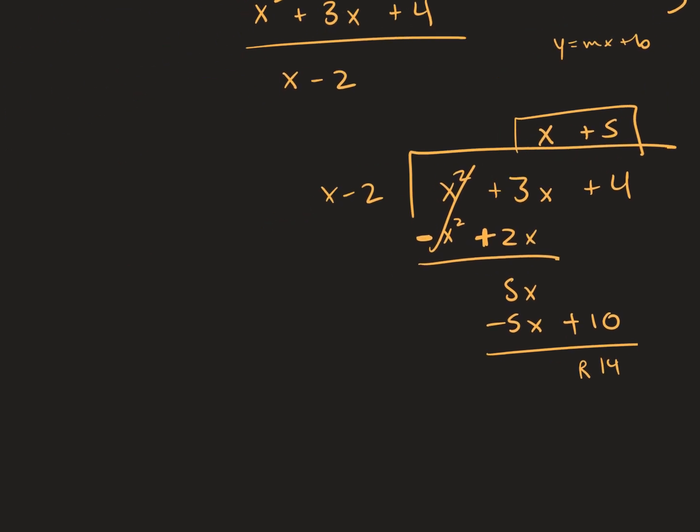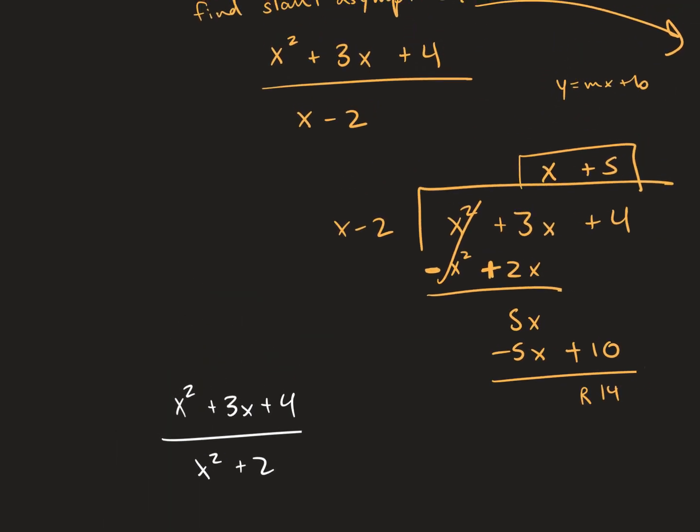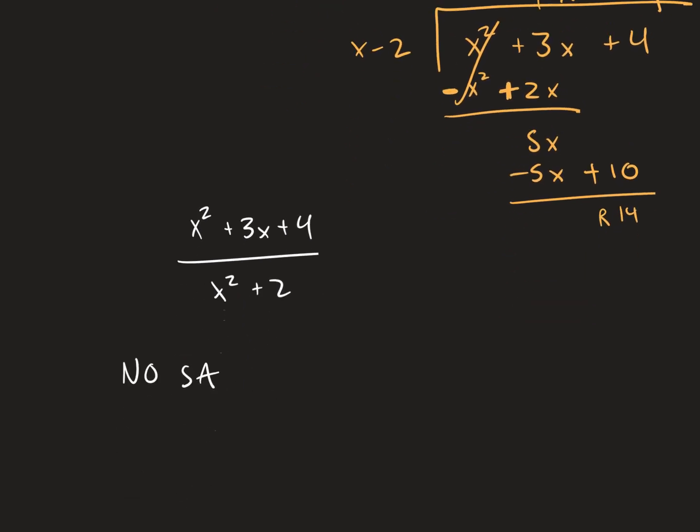So let's say I had another question that was x squared like this. Would I have a slant asymptote here? No, so there's no slant asymptote because my degrees are the same. If you're going to have a slant asymptote, it's going to be one higher than the bottom. What is my horizontal asymptote here?